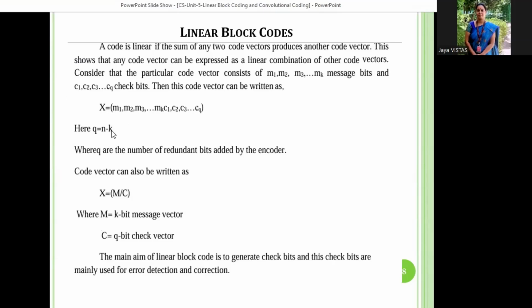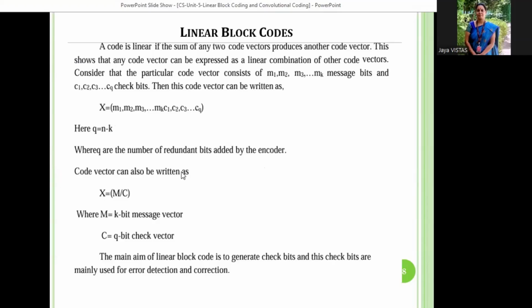Here q is n minus k. We already said q is the number of check bits. So the number of check bits q is equal to the total number of bits minus the message bits. The total number of bits is represented by small n and the message bits by small k. So q is equal to n minus k, which is the number of redundant bits added in the encoder.